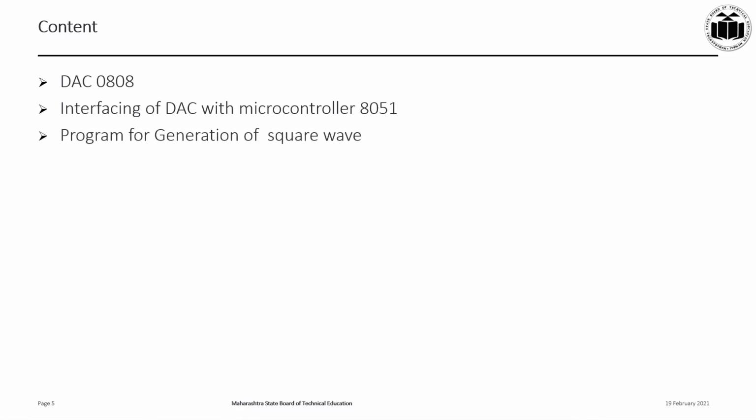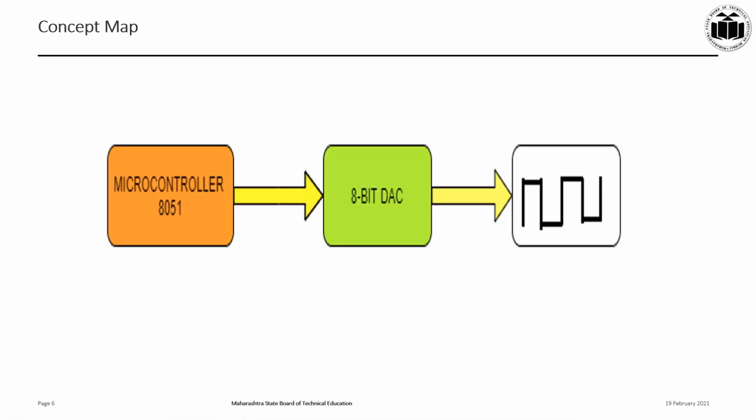I will first introduce you to DAC 0808. You will learn how to interface DAC with microcontroller 8051, and you'll also be able to develop a program for generation of square wave. This is a concept map. Microcontroller 8051 outputs 8-bit digital data to DAC. DAC converts this 8-bit digital data to analog form.